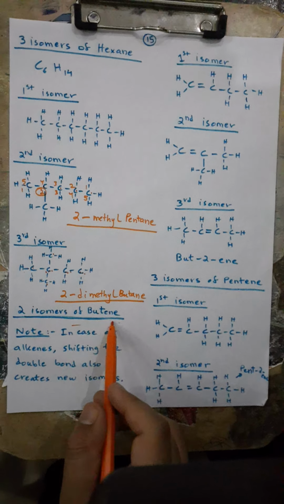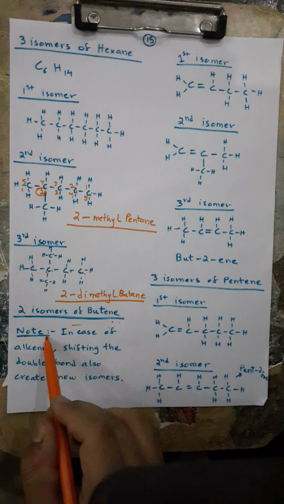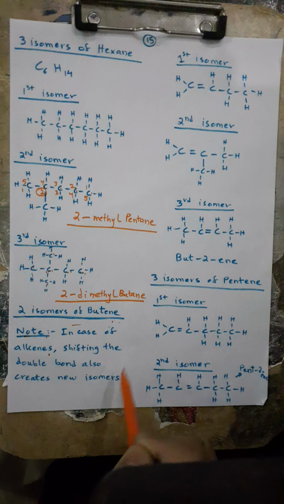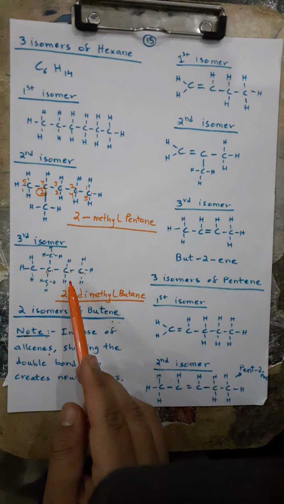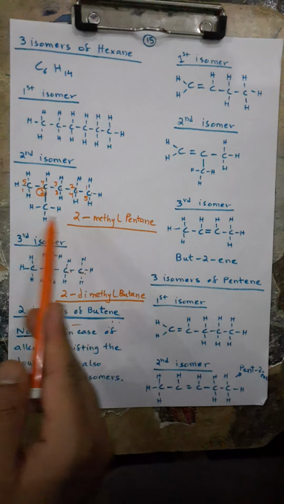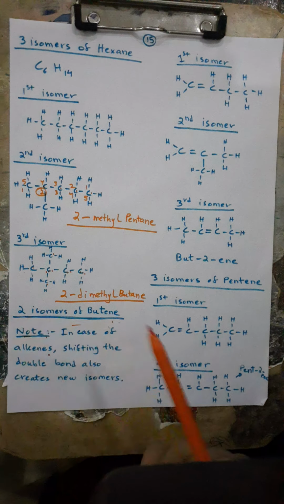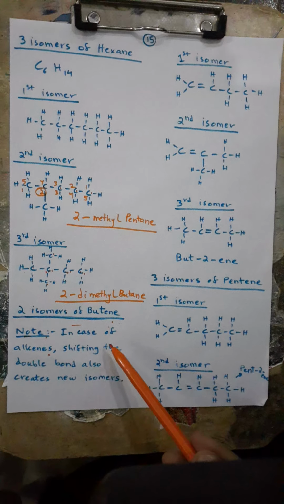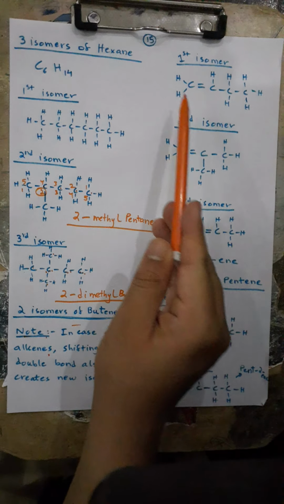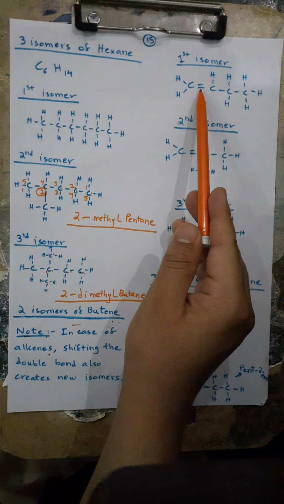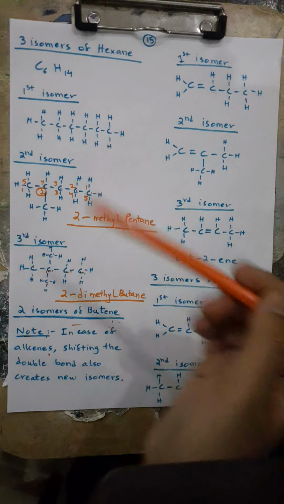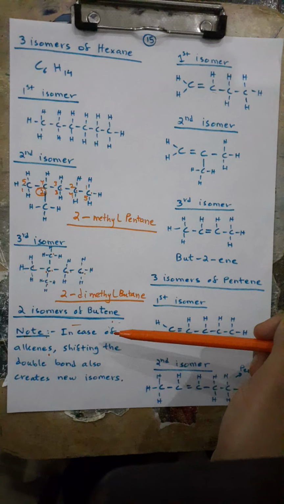Now 2 isomers of butene. Now in case of butene, there's a note that in case of alkenes, shifting the double bond also creates new isomers. What was there in case of alkenes? That shifting the position of this one carbon makes an isomer. Now in case of butene, we can shift the carbon, but if we also shift this double bond, that if we take it from here to here or here, it will make an isomer.